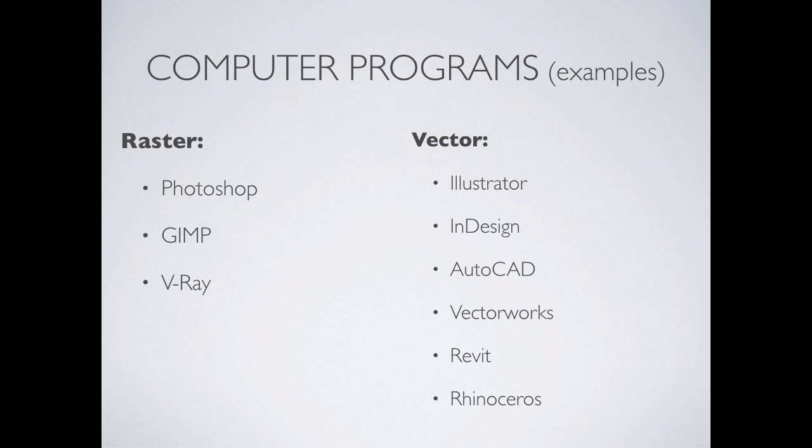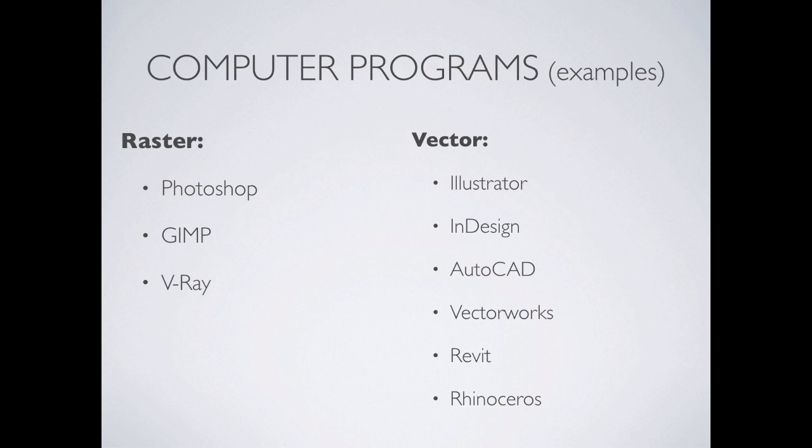InDesign's kind of a weird one, because really InDesign is a layout tool. Technically, it's vector-based. You have a container, you have a frame, you put the image into that frame. That frame is defined by a vector graphic, the four sides. But it's kind of a hybrid because you're bringing in the other types. So it's technically a vector program, but it's not necessarily as obvious.